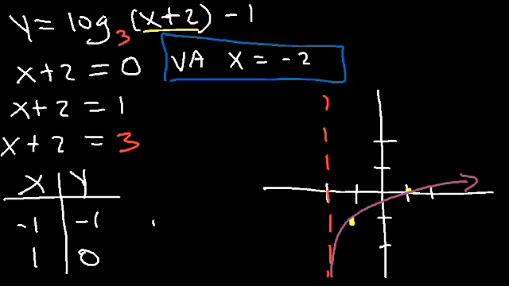So now let's write the domain. The lowest x value is the vertical asymptote, which is negative 2, and the highest is positive infinity. So the domain is negative 2 to infinity, and the range, as always, is all real numbers.